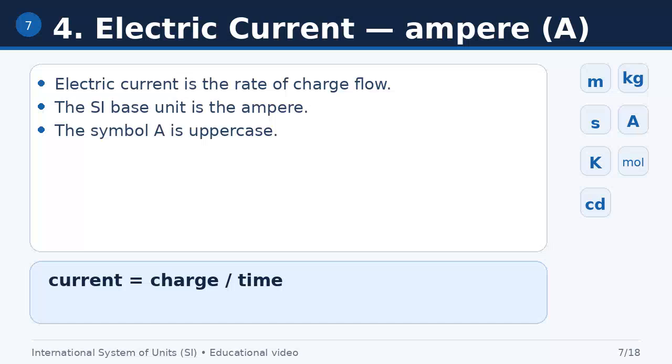The fourth base quantity is electric current. Its SI base unit is the ampere, written with the capital symbol A. Electric current describes the rate at which electric charge passes through a point in a circuit. It is measured using an ammeter, and is one of the fundamental quantities required to describe electrical and electronic systems.